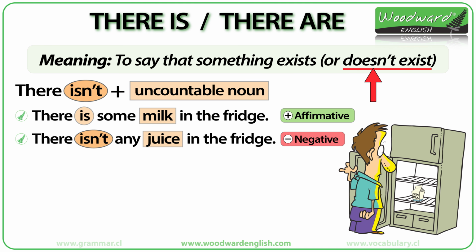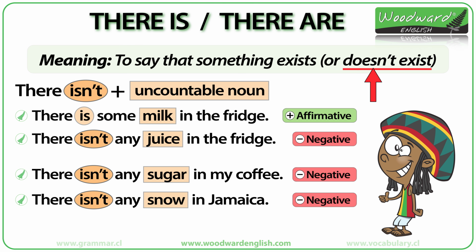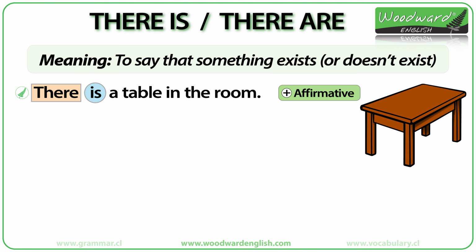Let's see some more examples with uncountable nouns. There isn't any sugar in my coffee. That means 0 sugar. There isn't any snow in Jamaica. This means 0 snow. There isn't any money in my wallet. This means 0 money.